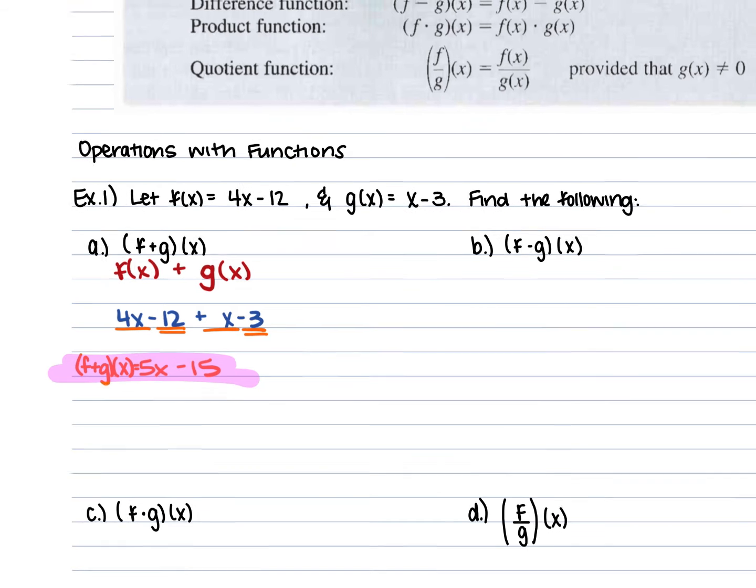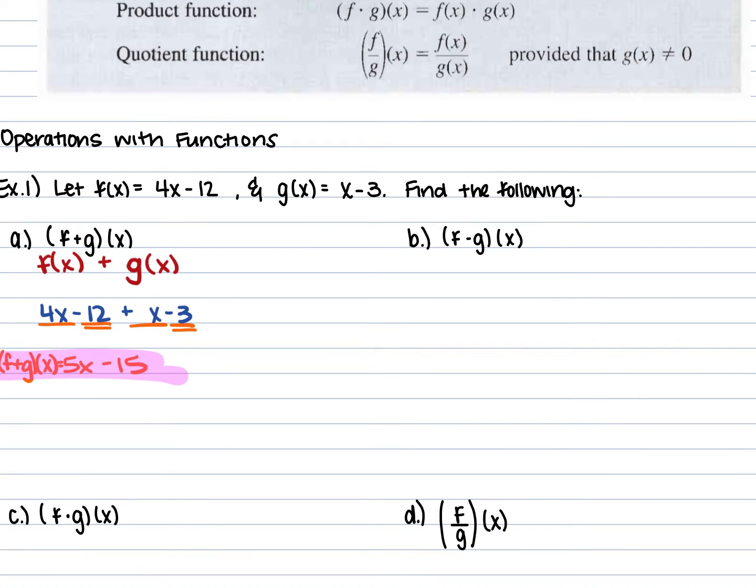For example B, we have f minus g of x. So again, this is the same exact thing as saying f of x minus g of x. If we're using the 4x minus 12 for f of x and the x minus 3 for g of x, this is going to give us 4x minus 12 minus x minus 3. For here, since we do have a subtraction sign in between those two parentheses, we are going to distribute that negative into the second set of parentheses. So we're going to have 4x minus 12 minus x plus 3.